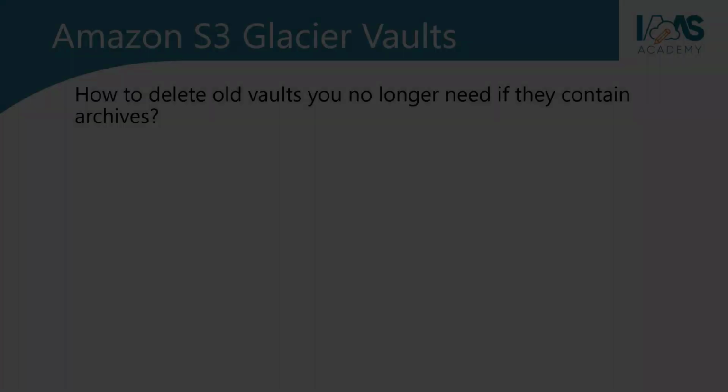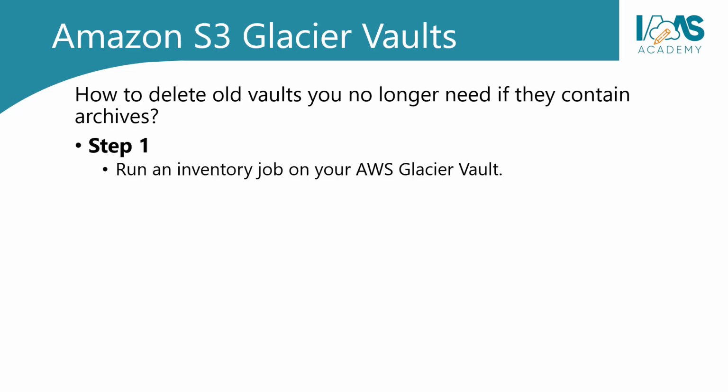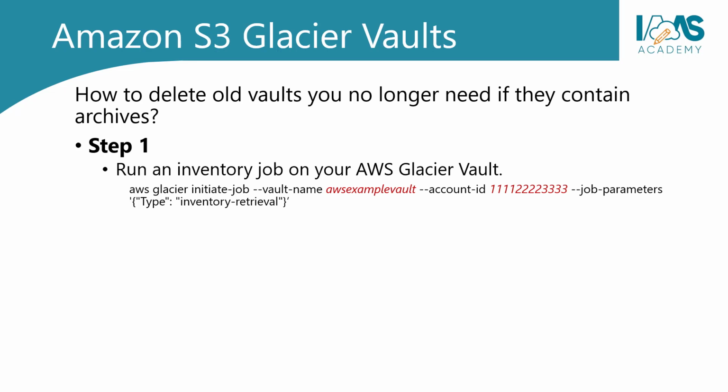Okay, so next we're going to take a look at the steps required in order to delete your archive so that you can then delete your vault. So step number 1 is to actually run an inventory job on your AWS Glacier vault. Now you need to do this in order to work out exactly what the archives are in your vault. And you need to run a command in the command line interface for that, and the command is shown on the screen. Now all of these commands are available in the resources section of this video just below, so feel free to obviously copy and paste them.